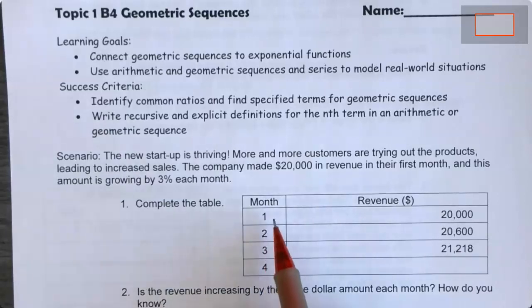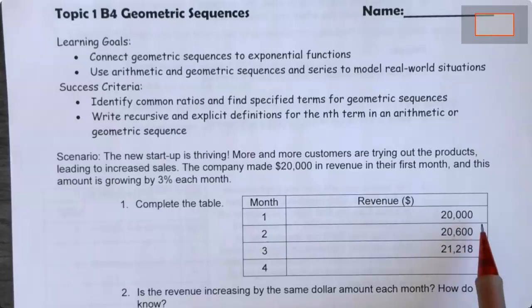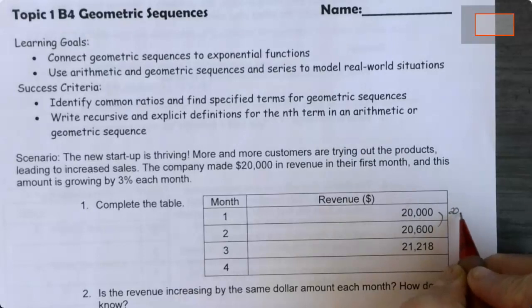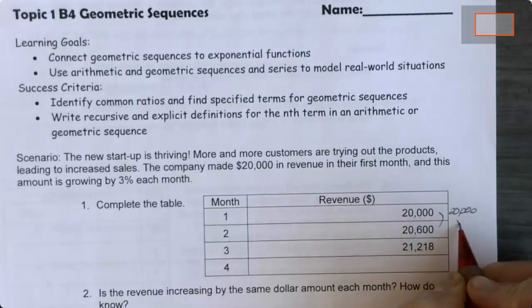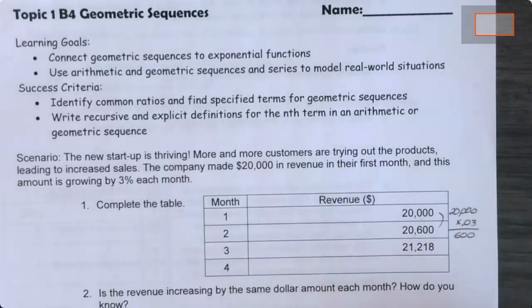In the table, we see month 1 has a revenue of $20,000, and month 2 has a revenue of $20,600. We can see that it grew $600. And that $600, most students can recognize, comes from the multiplication of 20,000 multiplied by 0.03. We'll see in the next month that it doesn't grow exactly by 600. That's because this is not arithmetic, it's geometric.